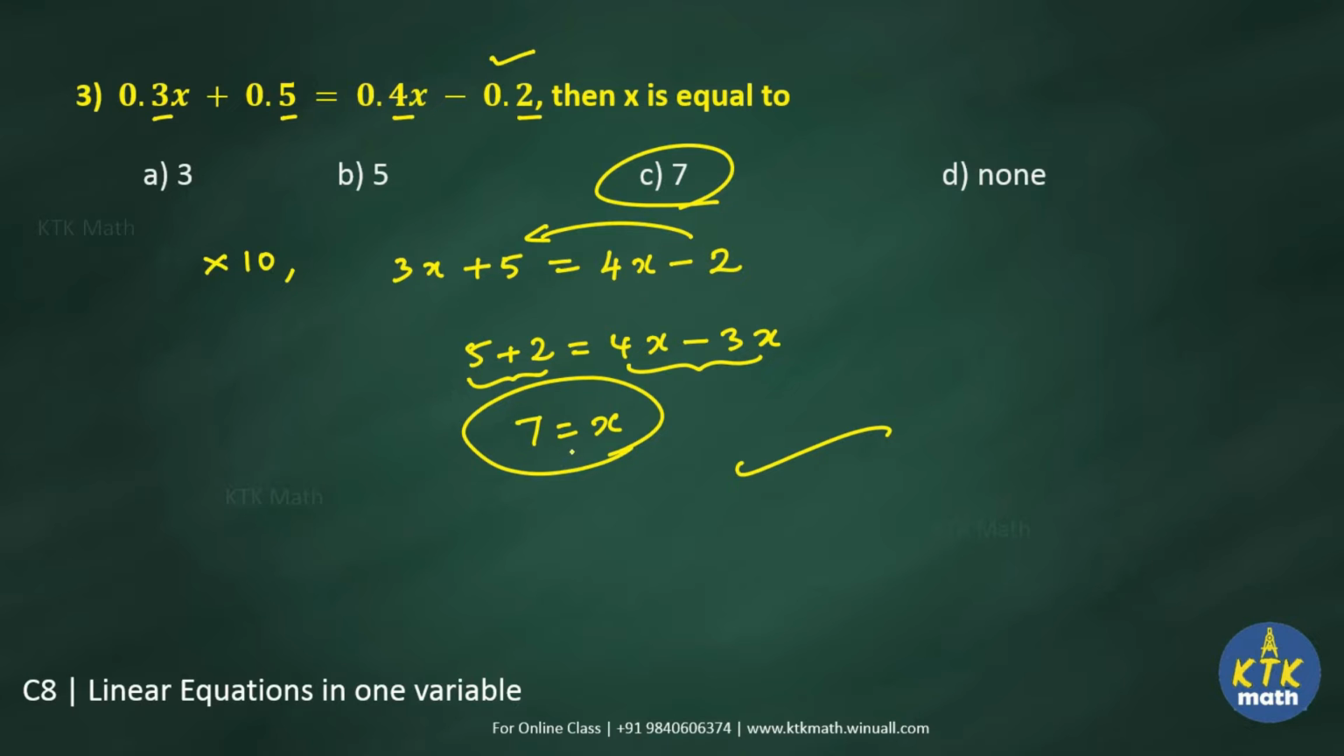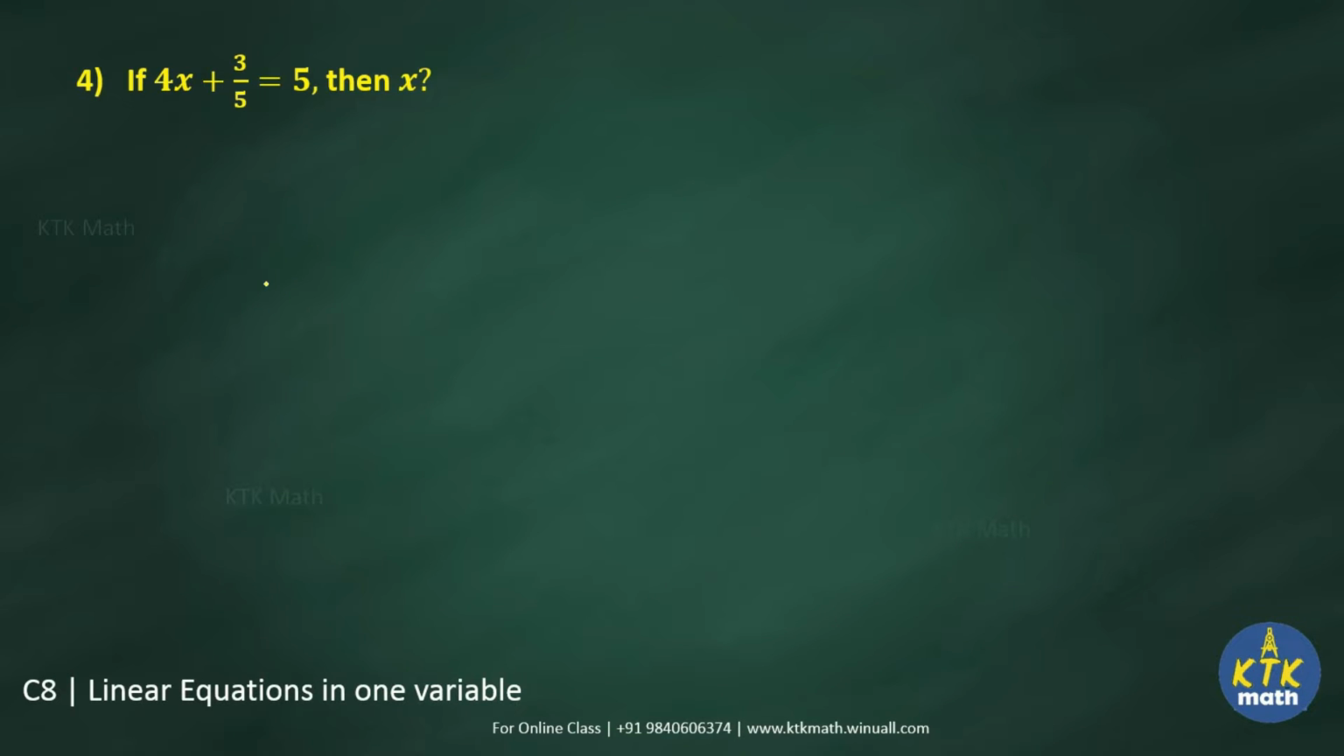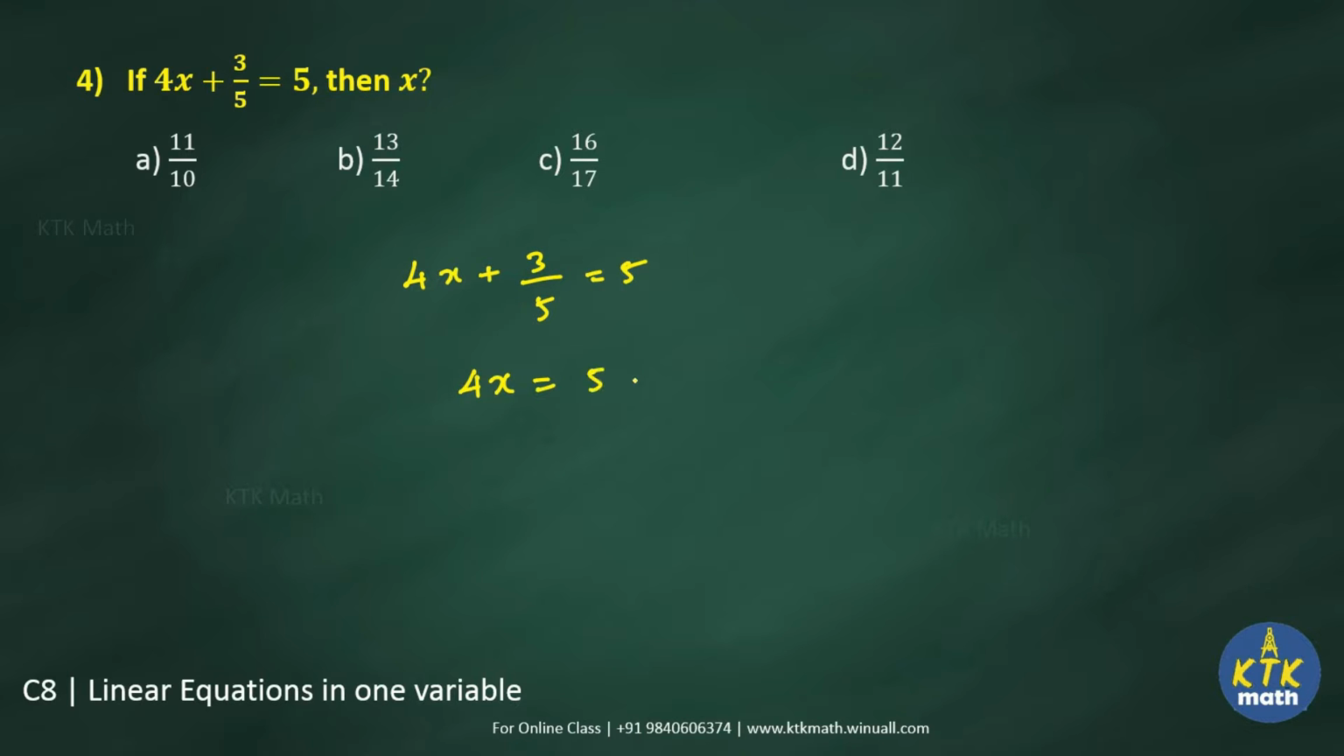Next, fourth question. Question number 4, this also contains a variable. We need to find that variable value. So as usual, you need to transform the numbers. So 4x plus 3 by 5 is 5. So you can just shift this 3 by 5 to the opposite side, it will become minus 3 by 5. Okay, so don't think that it will become a reciprocal. A fraction will move to the opposite side. When it is positive, it will become negative only.